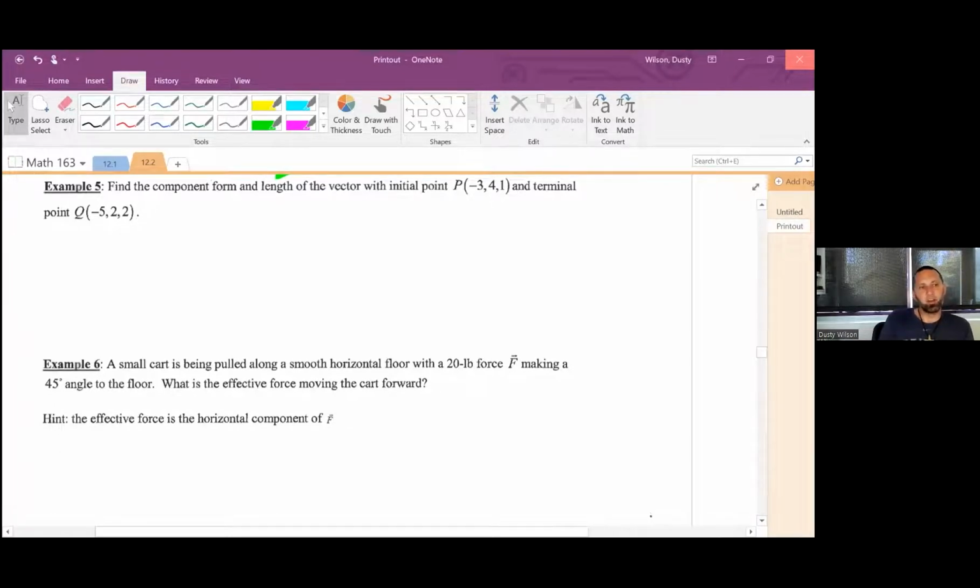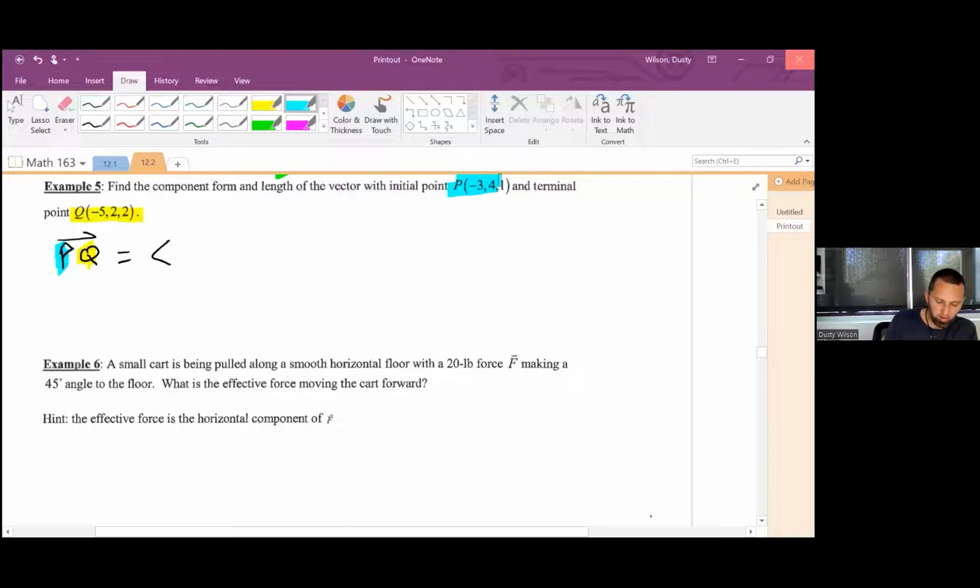Example 5. Find the component form and length of the vector with initial point P(-3, 4, 1) and terminal point Q(-5, 2, 2). So we want to find the component form of the vector that starts at P and goes to Q. And so this would be just the vector formed by looking at the difference where we start at the Q and we take away the P.